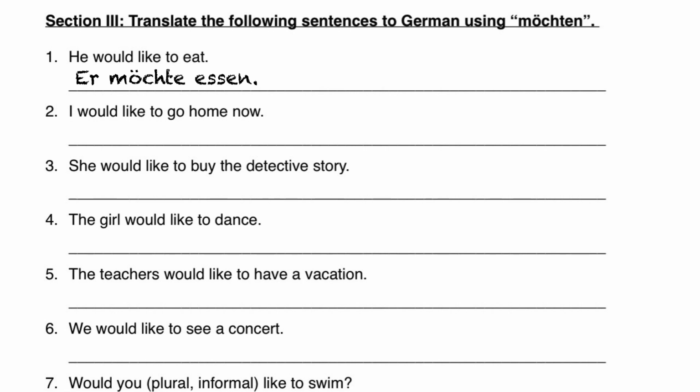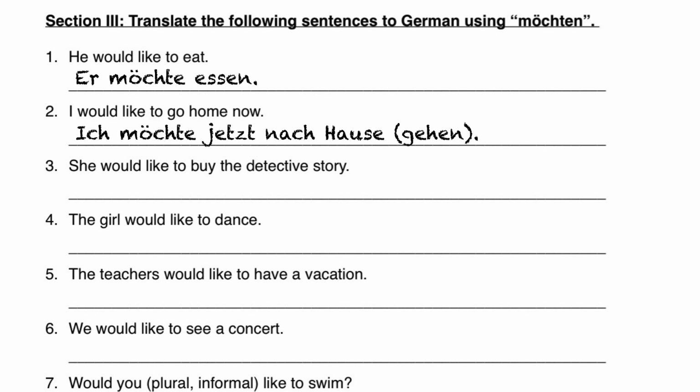I would like to go home now. I is the subject of the sentence, so we say ich möchte for the I would like part. Then we have to have time, manner, place, Zeit, Art, Ort, so we have jetzt and then nach Hause. Ich möchte jetzt nach Hause.